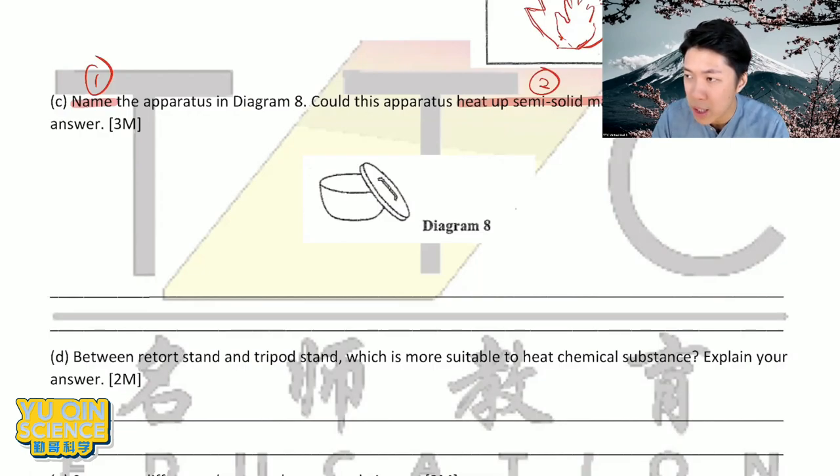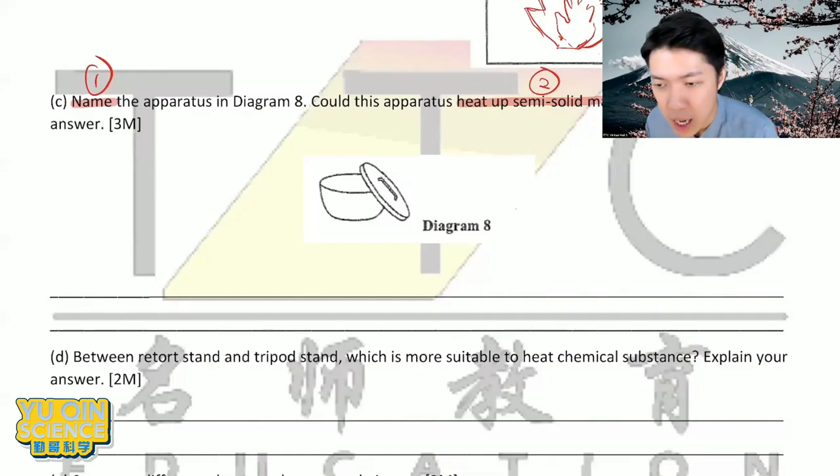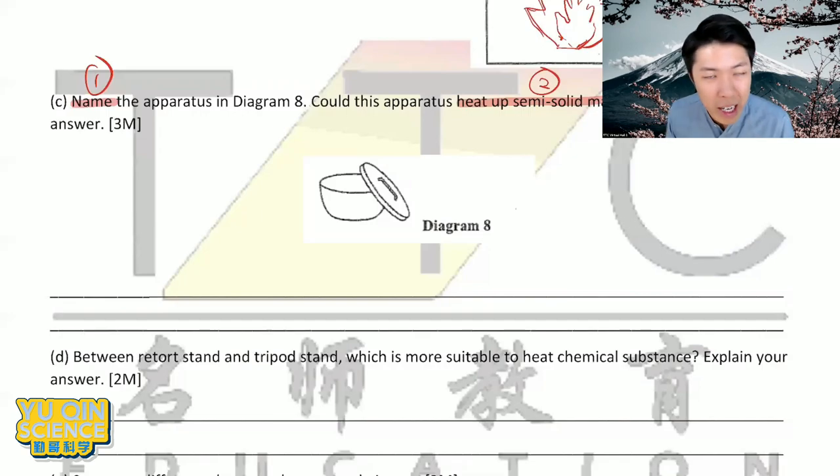Number three, explain your answer. Why no? Because this is only used to heat solid stuff, and the crucible is heated using very hot, very intense fire. It's made of clay, not glass, like a clay pot. So it's for intense heating, a very high temperature. So number three, to heat solid substances during intense heating. That's not for semi-solid. So do you see that my 3 marks are not essay type? I'm just having short and straightforward points. Of course, you don't have to do 1, 2, 3 like me. You can just full stop, start a new one, full stop, start a new one.